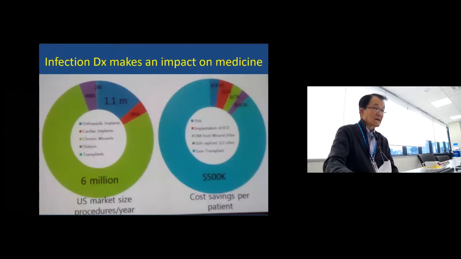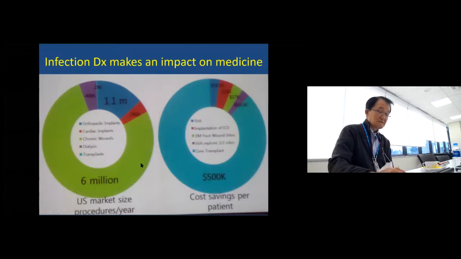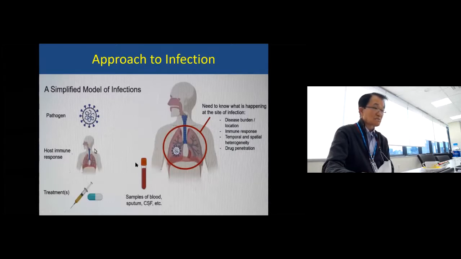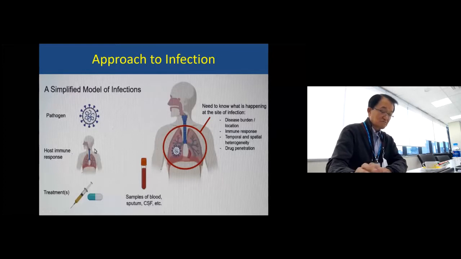And as I said, economically, these infected orthopedic devices make a big economic impact. And dealing with infection or inflammation, we have to understand the pathogens and also the immune responses in the host. So what we have to know is the burden of infection and location, immune response, and some drug penetration or efficacy.